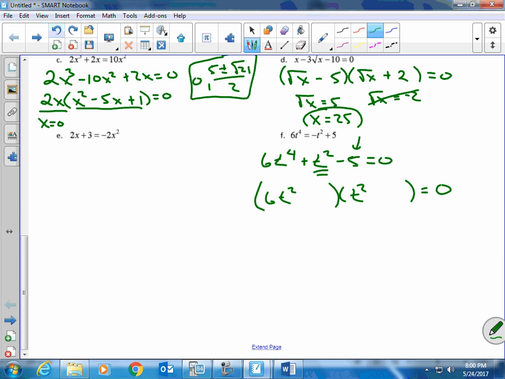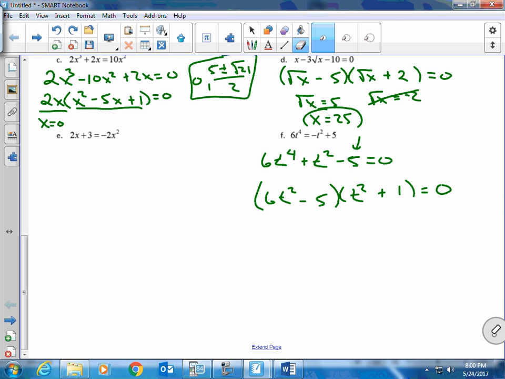Factors of 5 are 5 and 1. I want those to subtract to give me 1 in the middle. But whatever I put out here gets multiplied by 6, and whatever I put in the middle here gets multiplied by 1. I know the 5 can't go in the far right spot, so it has to go here, and the 1 has to go here. I get 6 and 5. That does give me 1. I want a positive 6 and a negative 5, so I end up with 1t squared, because 6 minus 5 is 1. Okay? Next step.